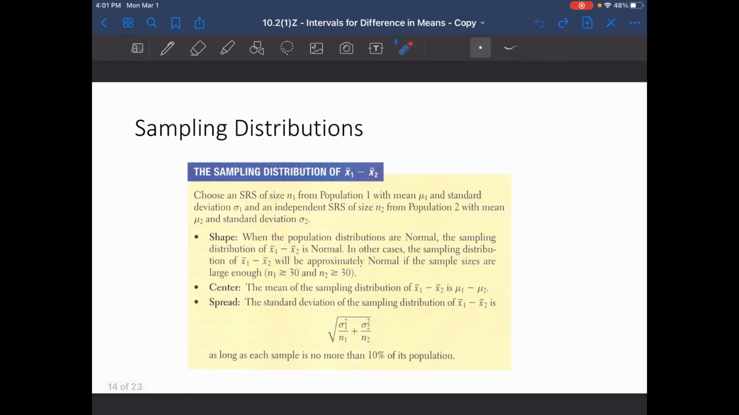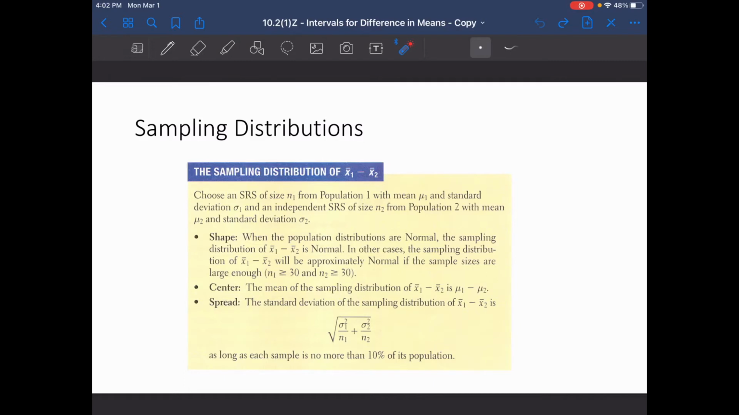So again, when we are describing a distribution, we need to describe the shape. When the population distributions are normal, the sampling distribution of x̄1 minus x̄2 is also normal. In other cases, the sampling distribution of x̄1 minus x̄2 will be approximately normal if the sample sizes are large enough. So we can also discern this if we're given large enough samples and they don't tell us that both of those distributions are normal. Again, we can use the central limit theorem: as long as both samples are greater than or equal to 30, then we can assume that both distributions are normal. So therefore, the distribution of the difference is also going to be normal as well.